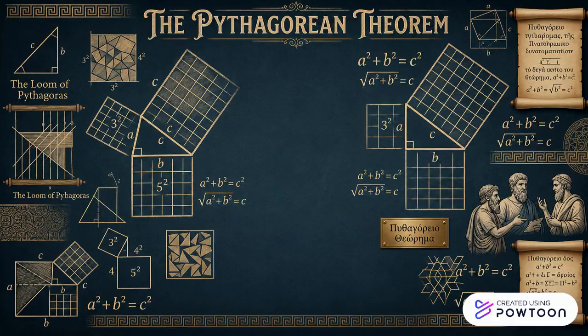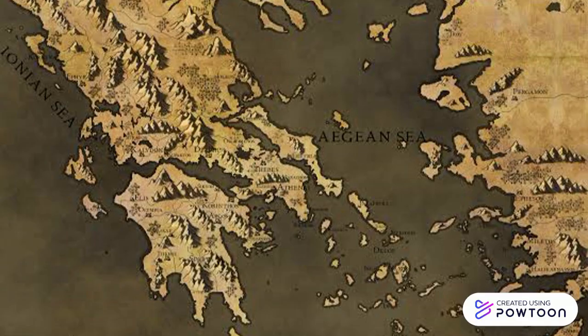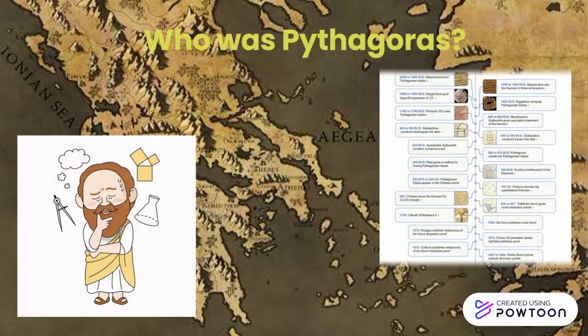Today, we are going to learn about the Pythagorean Theorem. This theorem helps us find the missing side of a right triangle. But first, we need to meet Pythagoras. Before we learn the Pythagorean Theorem, let's meet the person it is named after.